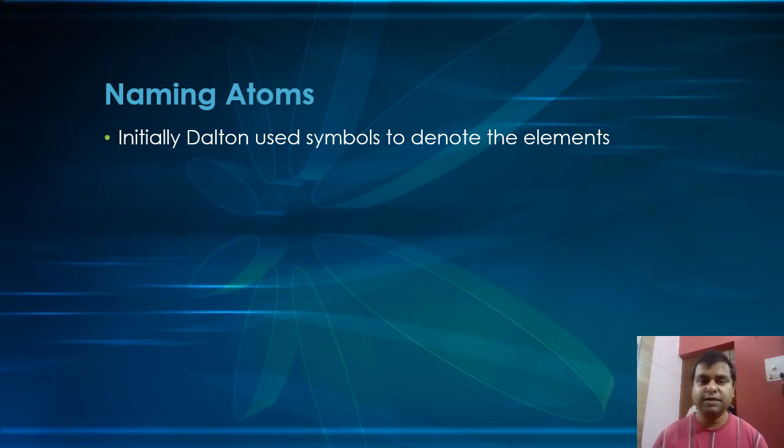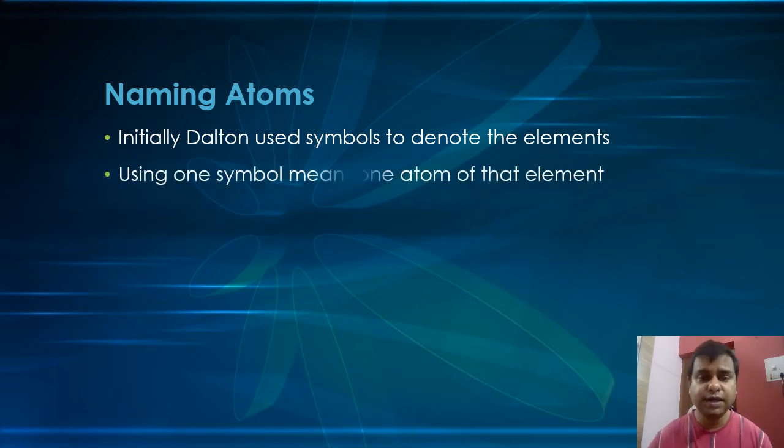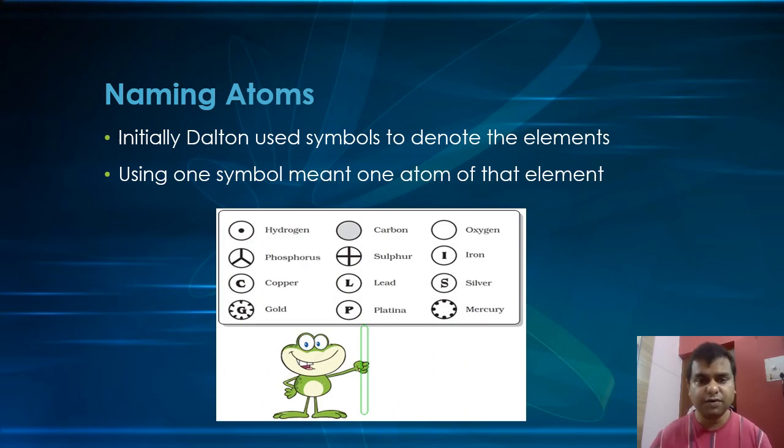Similarly, Dalton used symbols to begin with to denote the elements, and he used one symbol for one particular atom, so that symbol represented that particular atom. Have a look over here at how he named them: hydrogen, this symbol; carbon, this symbol; oxygen here, phosphorus here, sulfur here, iron, copper, lead, silver, mercury, platinum, gold, and so forth.